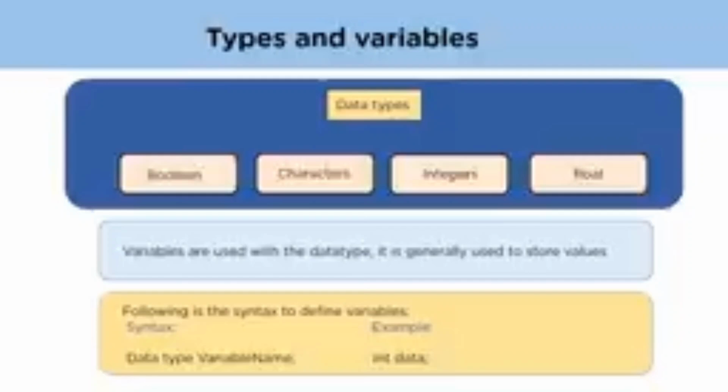Integer data type. This data type is used for integer values. They can be both positive and negative. Next is the float data type. Float is used when we want to store values that are in decimal form. Now, variables. Variables are used with these data types. They are generally used to store values. And this is the syntax to define a variable. First, we will mention the data type and then the variable name of our choice. For example, int is the data type and data is the variable name.